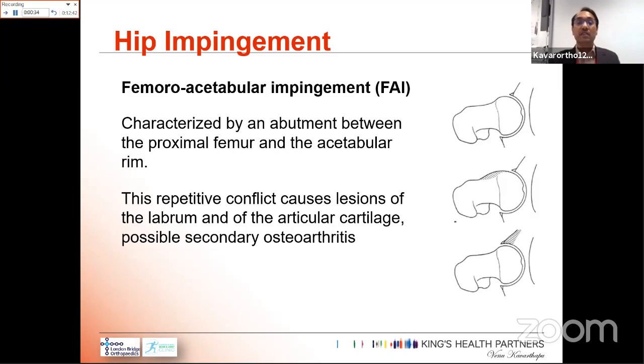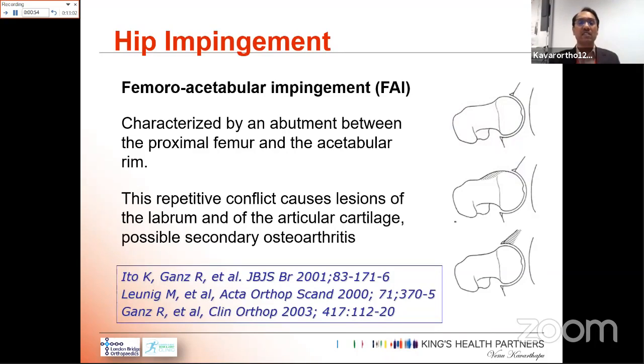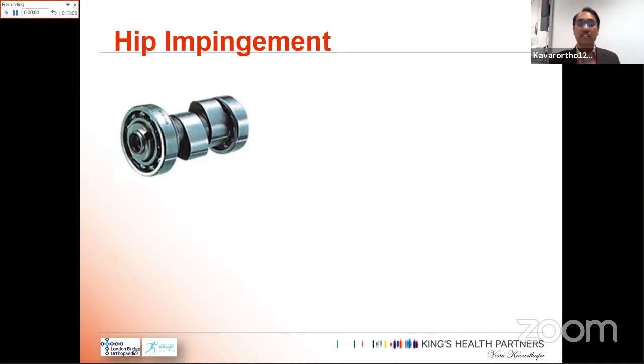You can see the pictures on the right side. The top picture, a cross-section of the hip joint, shows a normal shape. The middle picture shows some abnormality at the femoral head-neck junction on the femoral side, and the bottom one shows this abnormality on the acetabular side. This particular study first showed this relationship, and it talks about cam impingement and pincer impingement.